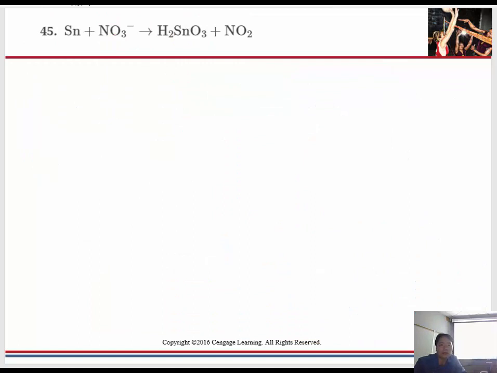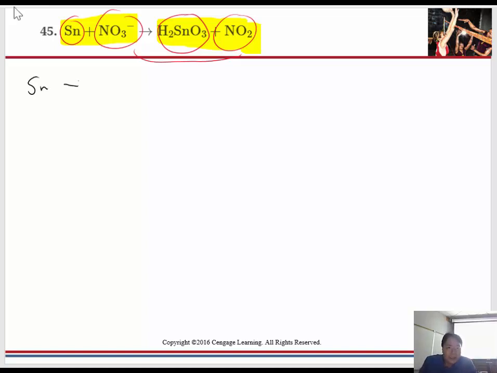Now, the next one here is skeleton redox. So we're given the major reactants and we're given the major products. However, none of these occur on our redox chart. So tin goes to this, and nitrate goes to nitrogen dioxide gas. And so we're going to separate that into 2 half reactions. Tin goes to H2SnO3, and then the other half is going to be nitrate goes to nitrogen dioxide. And so nitrate has a charge. Nitrogen dioxide, there's no charge there. And so first off, we're going to balance out the tins.